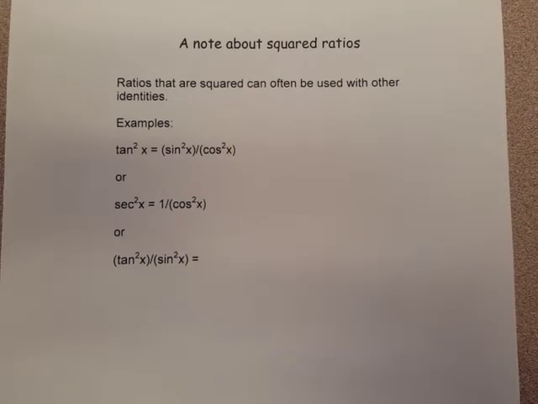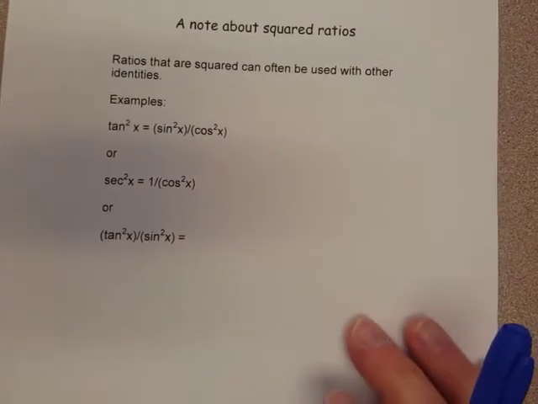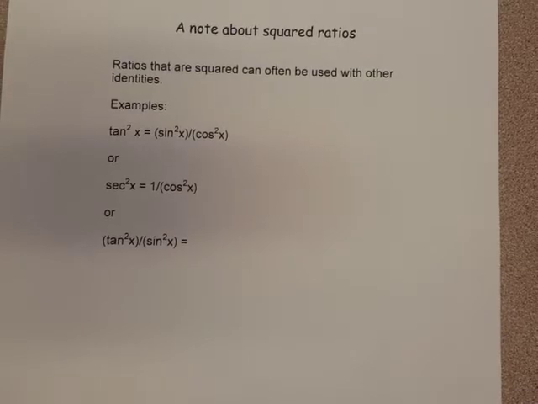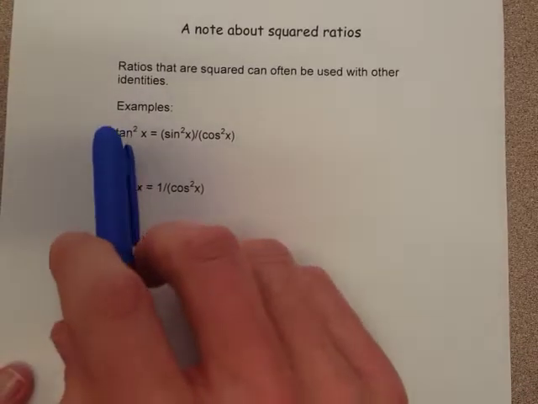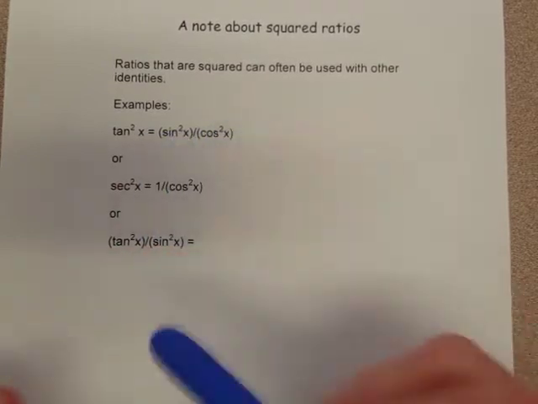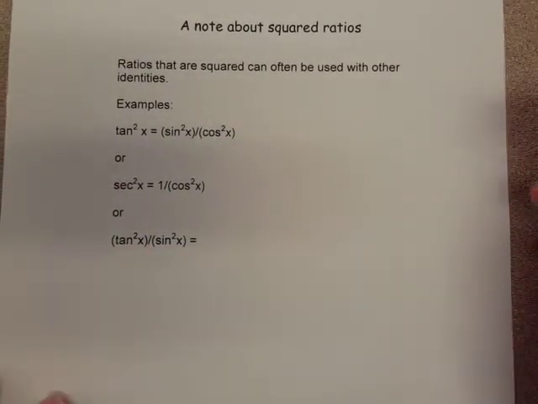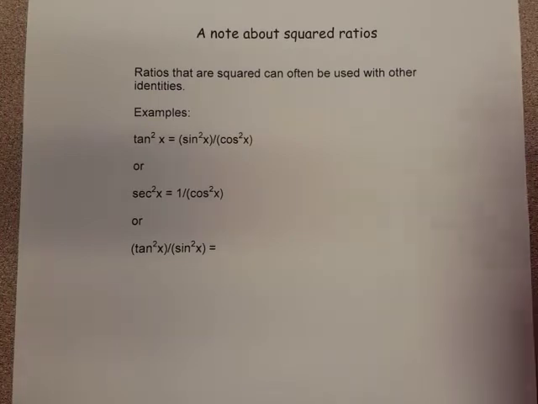From 5.1 day 1. This isn't exactly an example, but it is a side note to help you out with certain things that involve the squared ratios. We've talked about the squared ratios that they're used with Pythagorean identities most commonly, but there are also certain cases where you can change a tangent into a sine and cosine to use that most important method about changing all to sines and cosines.